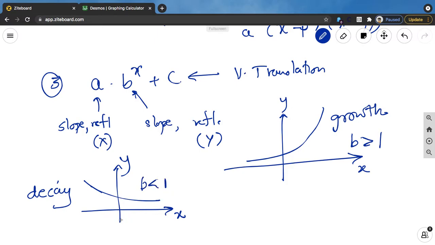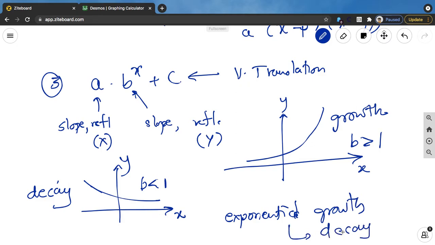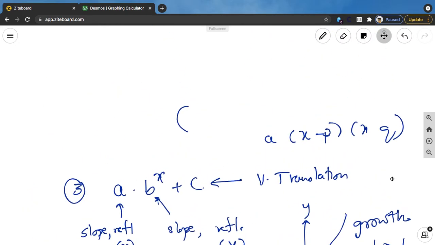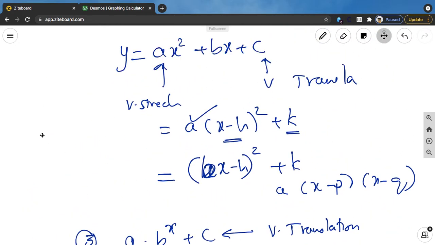A fraction when multiplied with itself goes on becoming smaller and smaller. A number greater than 1 when multiplied with itself becomes bigger and bigger. So I have two kinds of exponents, an exponential growing function and an exponential decay function. Okay, and that's the graph, right? We forgot to graph the quadratic, but I'm sure all of you know.